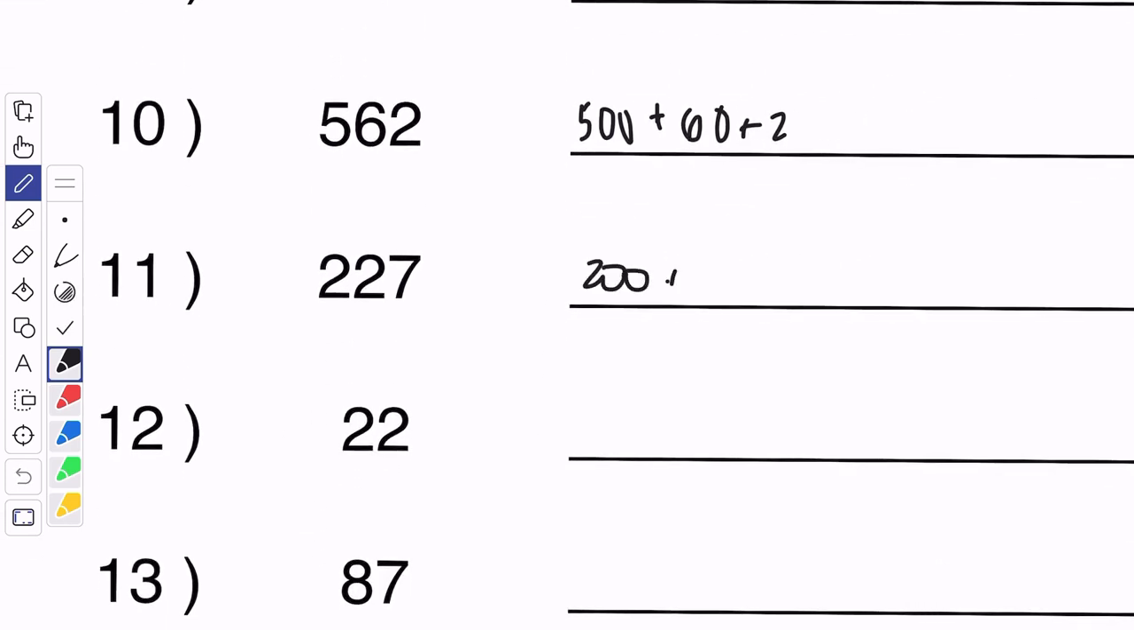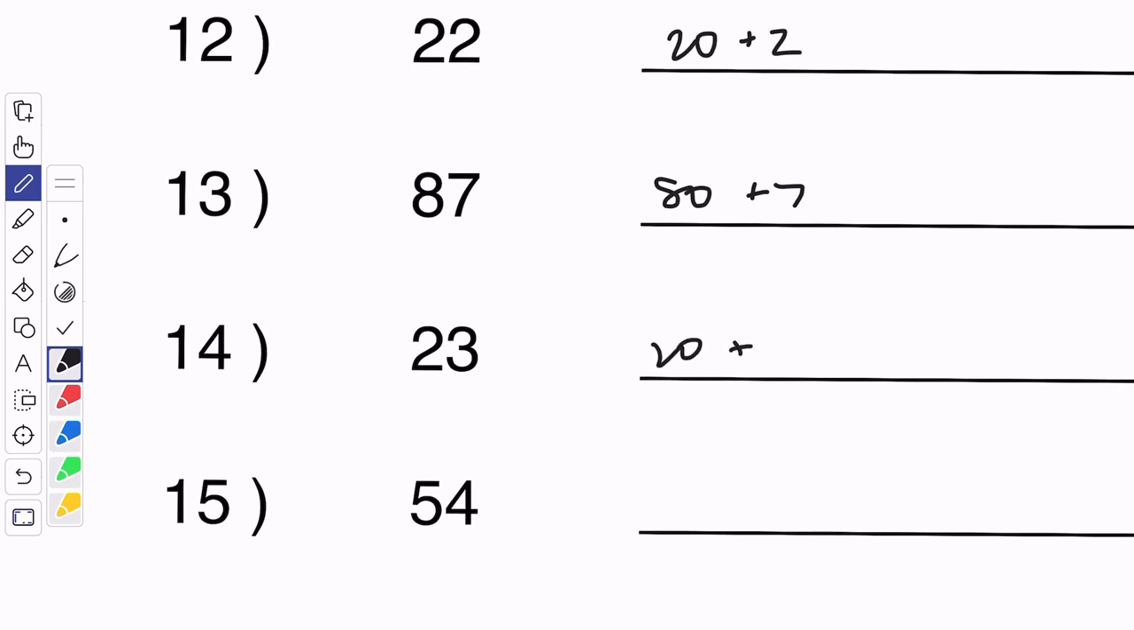200 plus 20 plus 7, 20 plus 2, 80 plus 7, 2 tens and 3 ones. Finally, 5 tens and 4 ones.